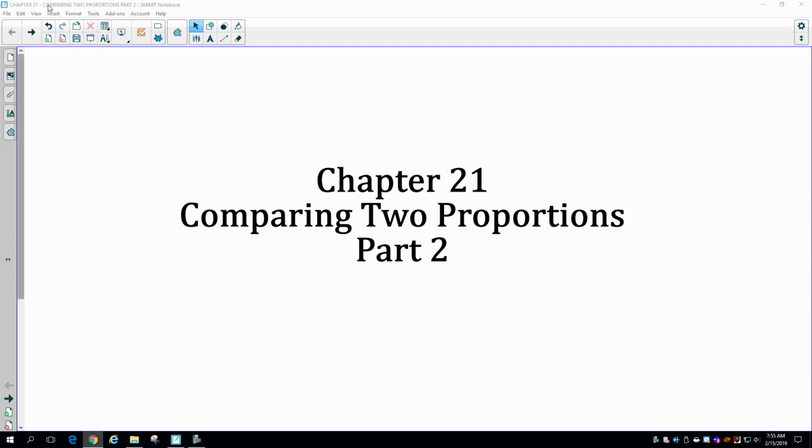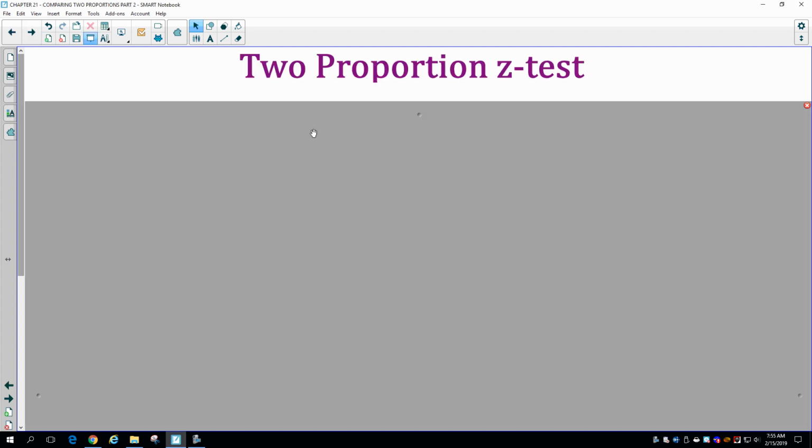Today we're going to finish up comparing two proportions. We've done confidence intervals, and this time we're going to talk about how to do a hypothesis test to compare two proportions. The test we're going to do is called a two-proportion z-test. We've done one-proportion z-tests and one-proportion and two-proportion confidence intervals, or z-intervals. So now a two-proportion z-test.